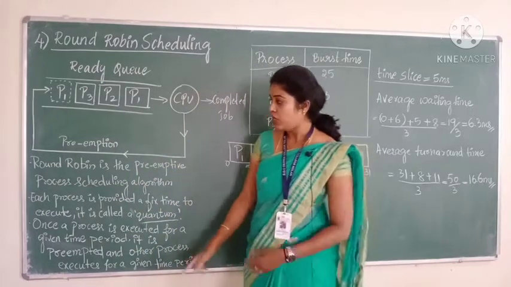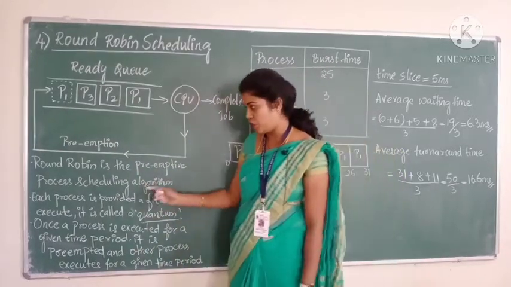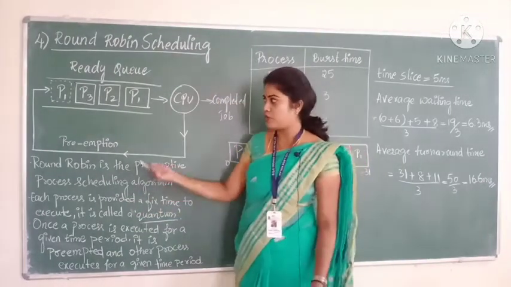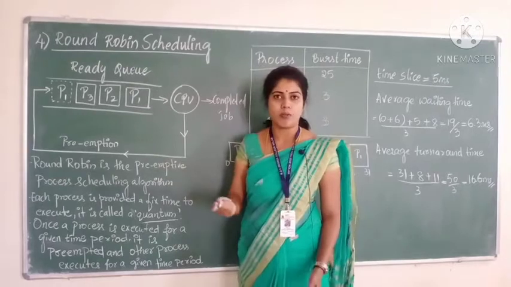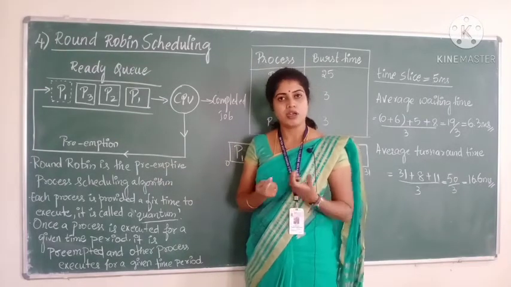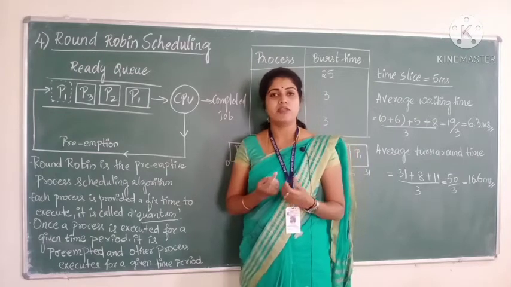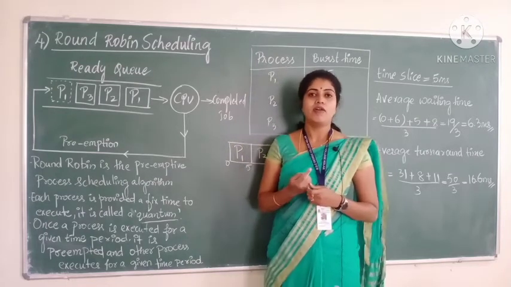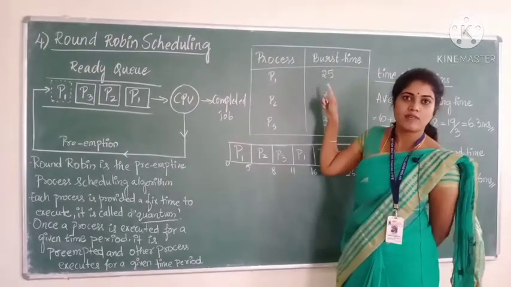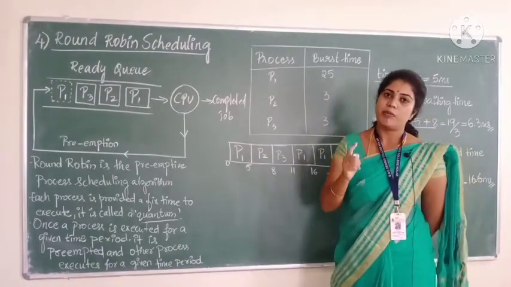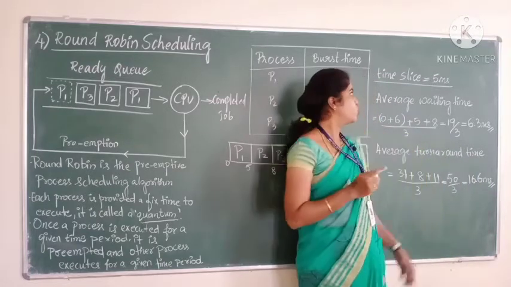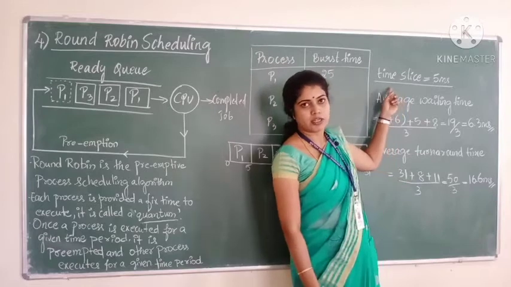Now, round robin is the preemptive process scheduling algorithm, as I told you, and each process coming for execution in round robin comes with a concept called quantum. It comes with a time period, and that time is called quantum. You can also understand it another way: the CPU burst time will be divided into slices, and that is also called time slice.